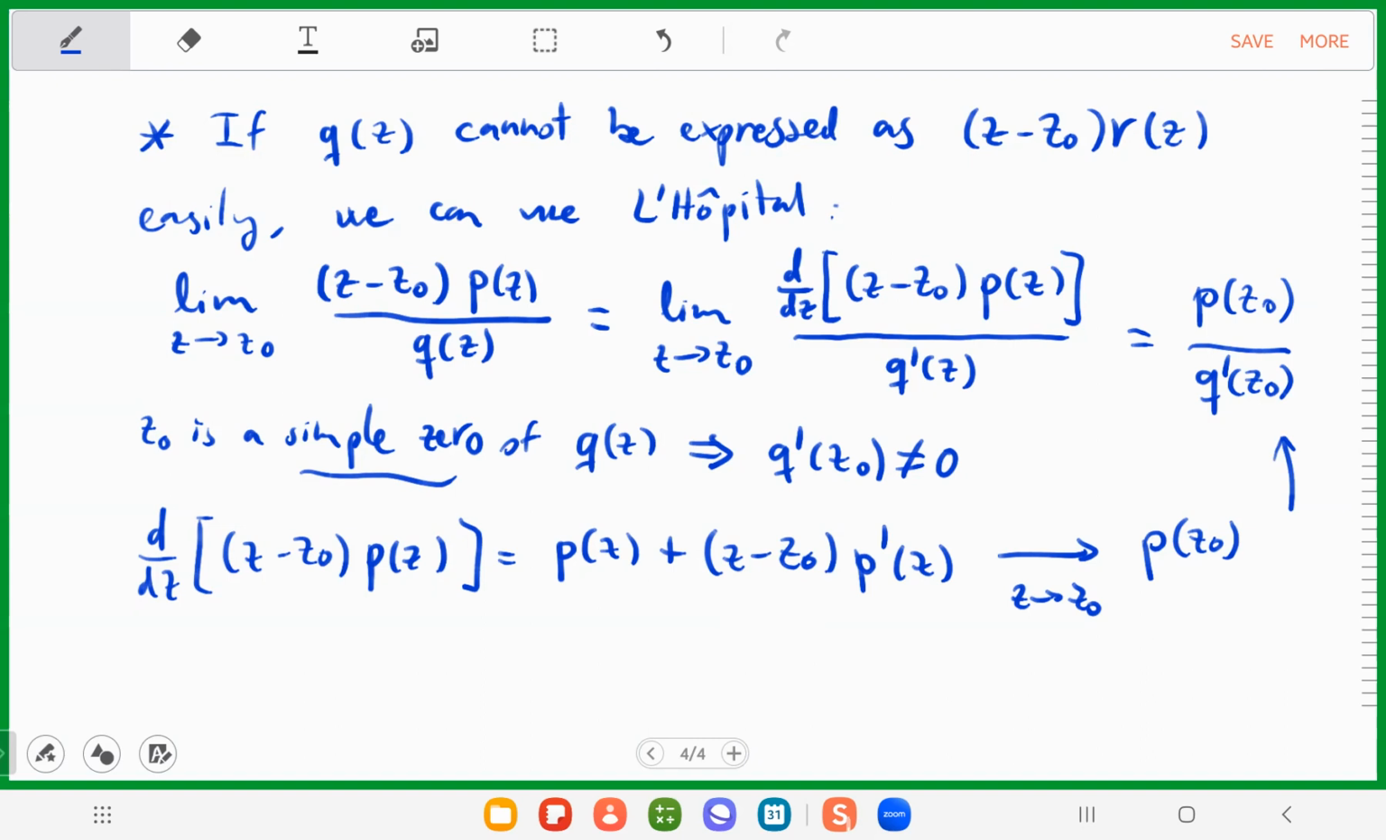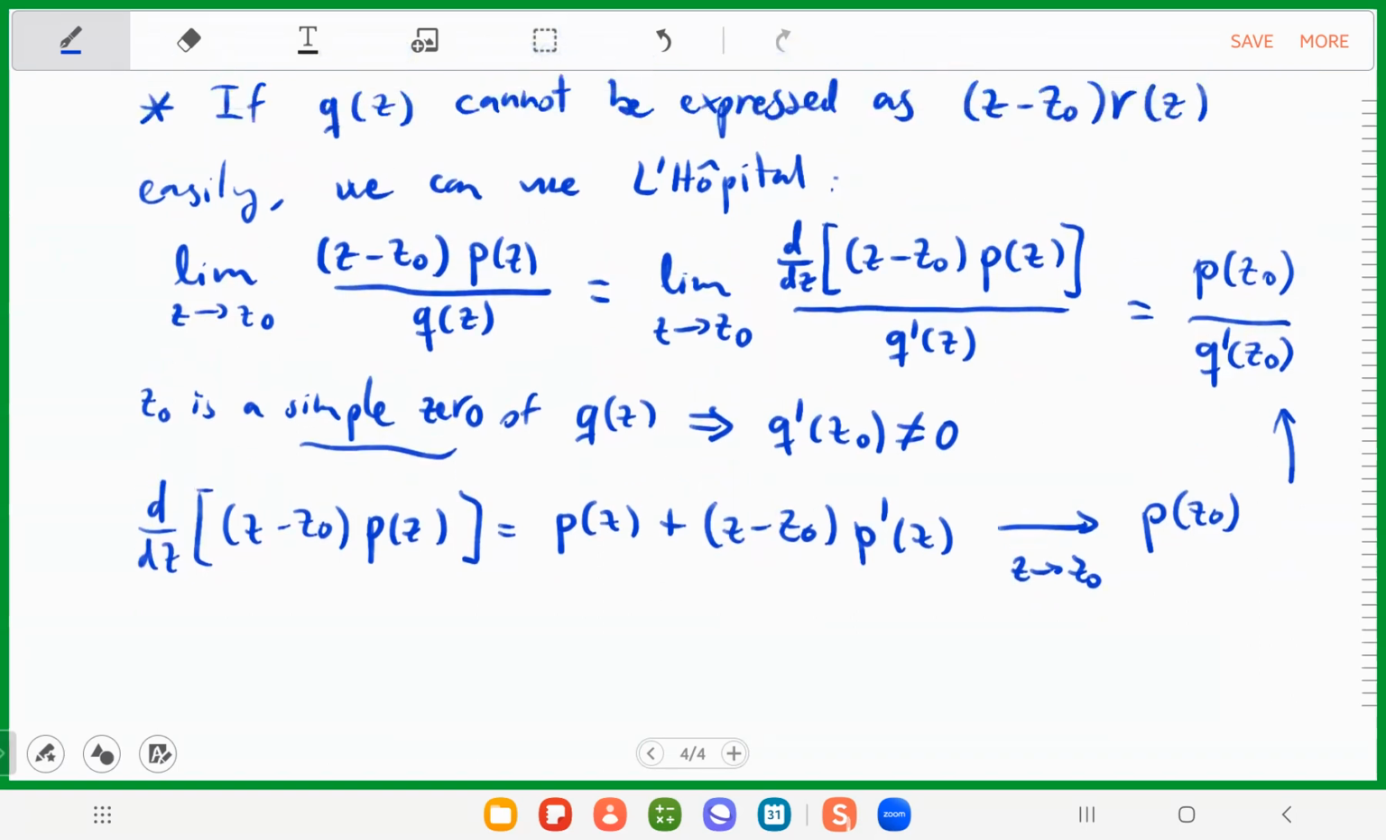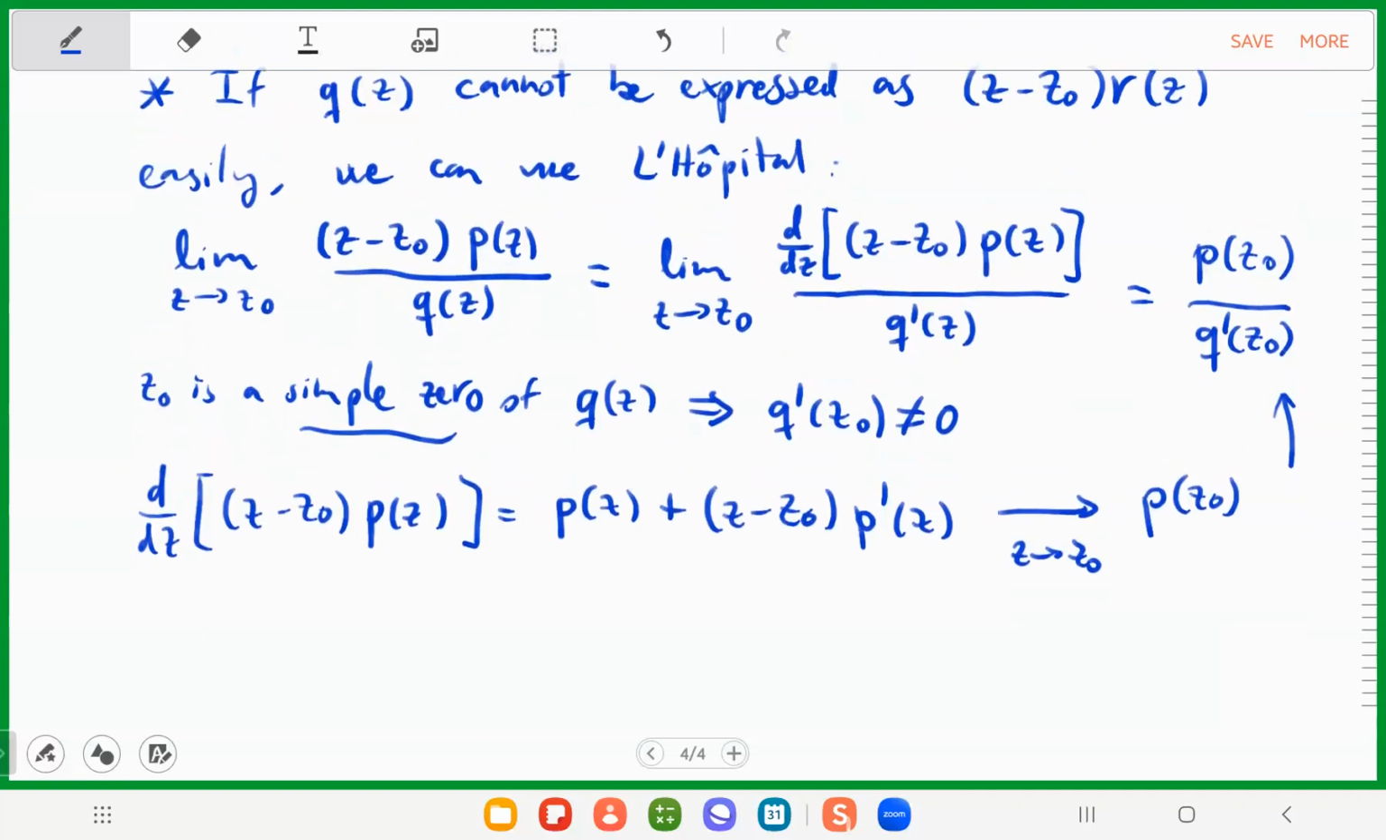Let's see an example. Do you have any questions? Yes. Why is z0 a simple zero of Q again? Yes. That was one property of simple poles that we mentioned last week.